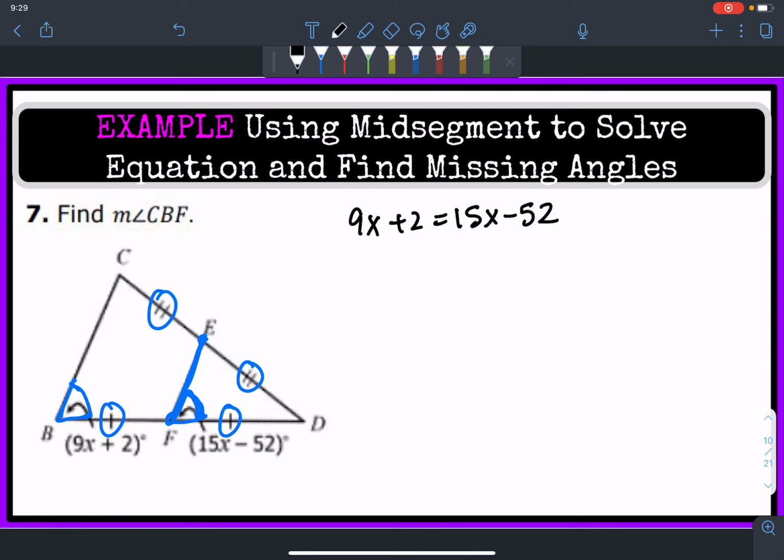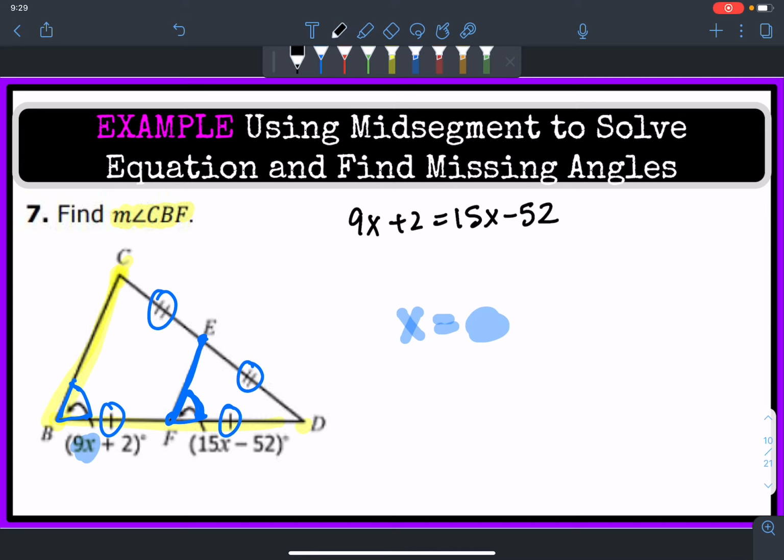So we're going to solve this equation, and since we're figuring out the measurement of CBF, from point C to point B to point F, we're interested in this angle here. I will plug in the solution for x. So whatever x is equal to here, I'm going to plug it into that x right there, because we're looking for the measurement of the angle CBD.